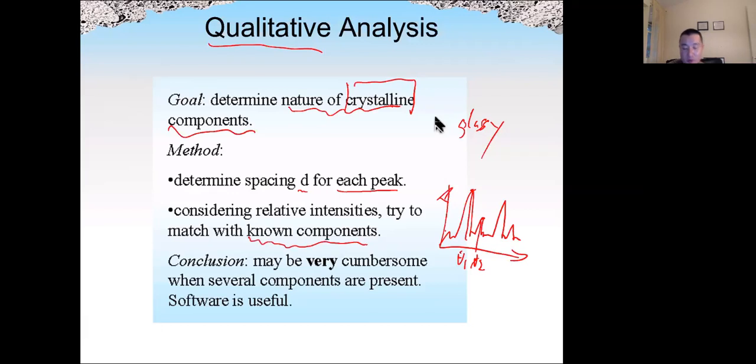We can use a database from a certain software, and based on the software, it can tell us what types of components are in that sample. It could be very cumbersome when we have more than one component, because the peaks may overlap for different components. So software is useful. Actually, software is a must to be able to use XRD.